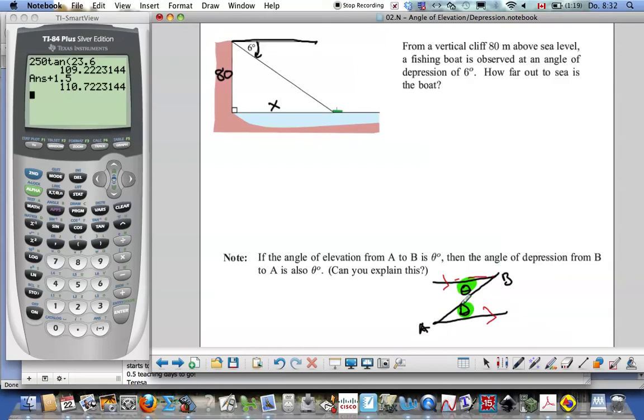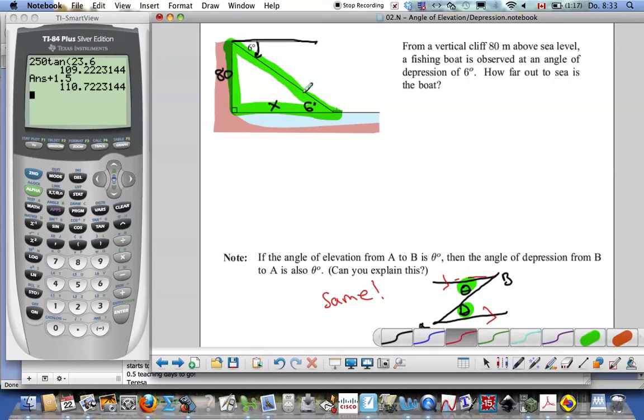Alternate interior angles, I think it's called. Fancy. So we can do the same thing when we have angle of depression problems. If you look at the 6 degrees in the problem above and draw that Z, that angle right there is also 6 degrees. The reason we want to do that is because the original angle is outside of the triangle we're working with, whereas if we put it here, now all we have is a very straightforward triangle to work with.